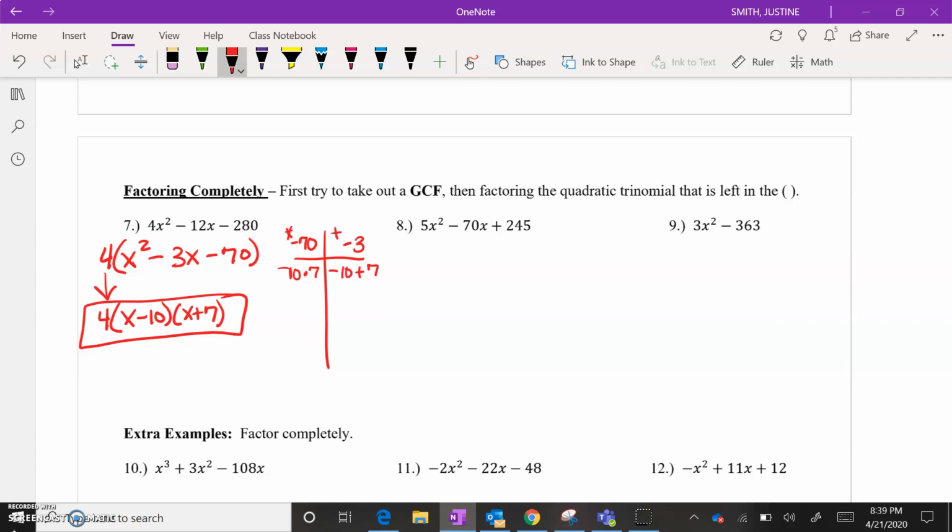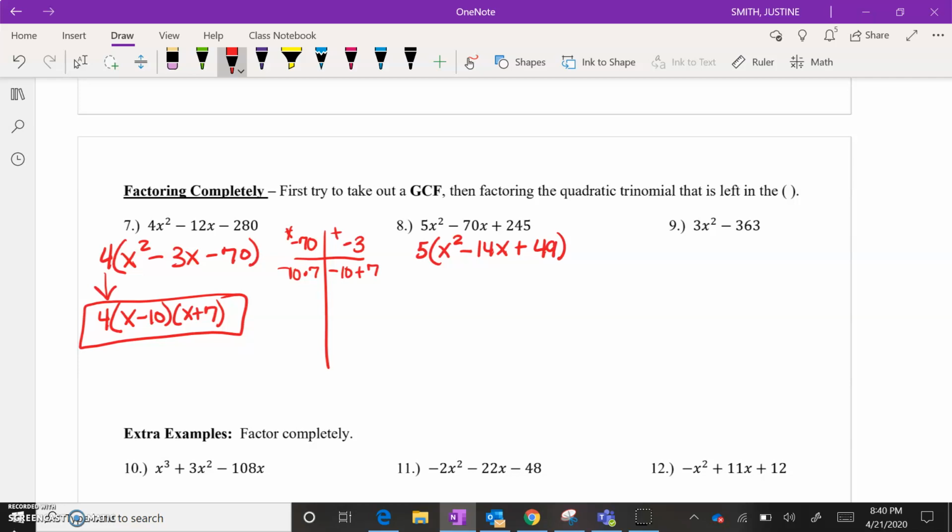Our next one here, we're going to take out a GCF of 5. So we have x squared, and that would be minus 14x. And then 245 divided by 5 gives me 49.